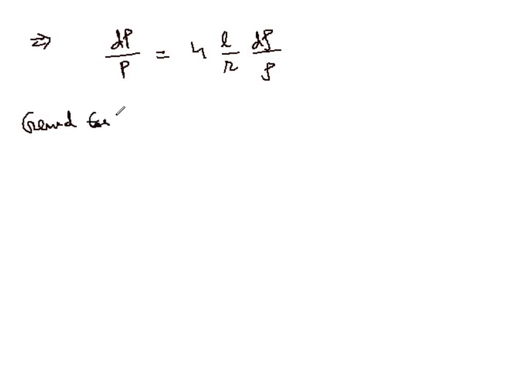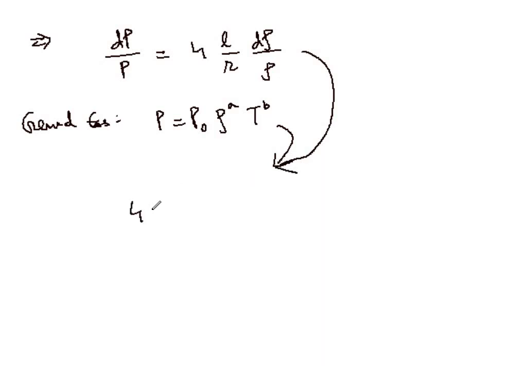The result is the following. We get dP by P is equal to 4L by R d rho by rho. Again, let me consider the general equation of state of the form P is equal to P0 rho to the power A T to the power B. If we do that, then from this relation we get (4L by R minus A) d rho by rho is equal to B dT by T.